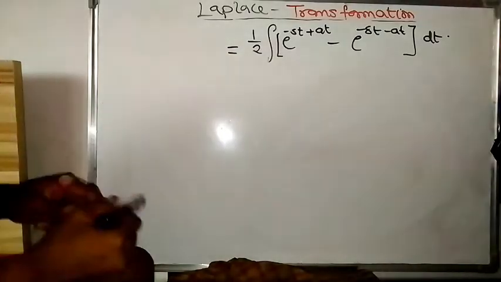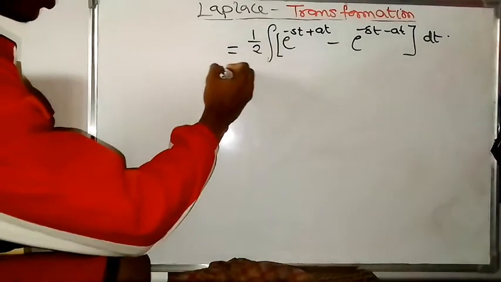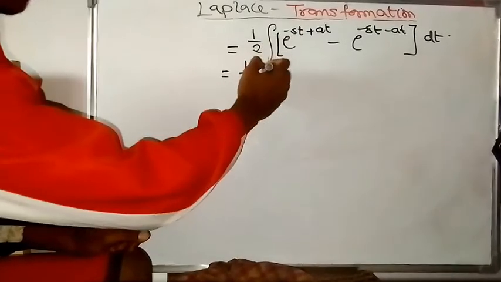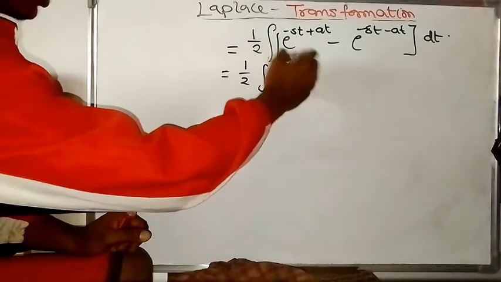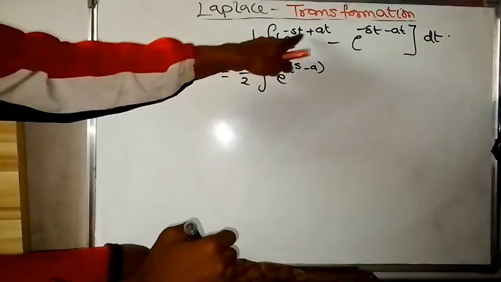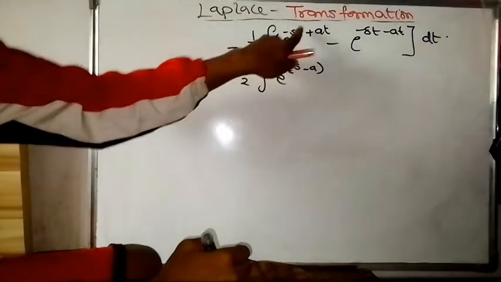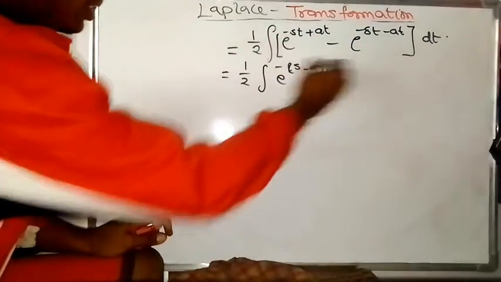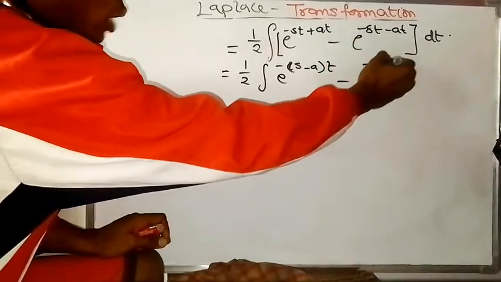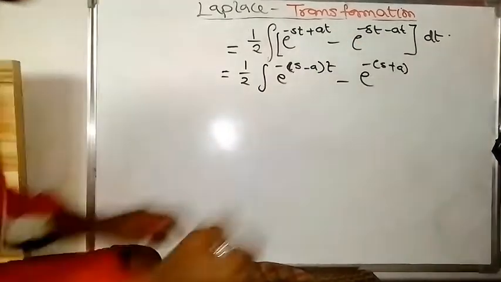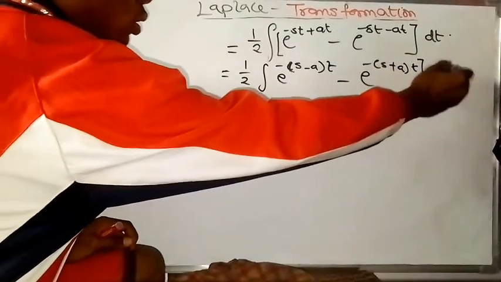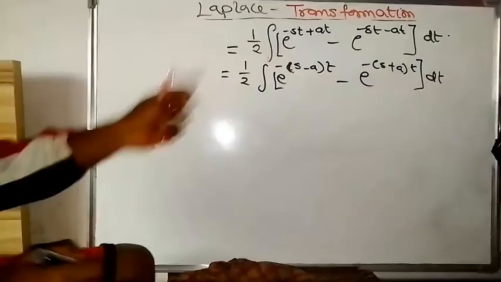So continuing from where we stopped, we have 1 over 2. Now we can factor out the minus sign up here. We have integral exponential minus open bracket s minus a. Remember, if I factor out the minus sign from this, this becomes minus, right? So I'm factoring out t also. So we have t here. Minus exponential. Factoring out the minus sign, you have minus s plus a. Then factoring out t also, we have t dt.